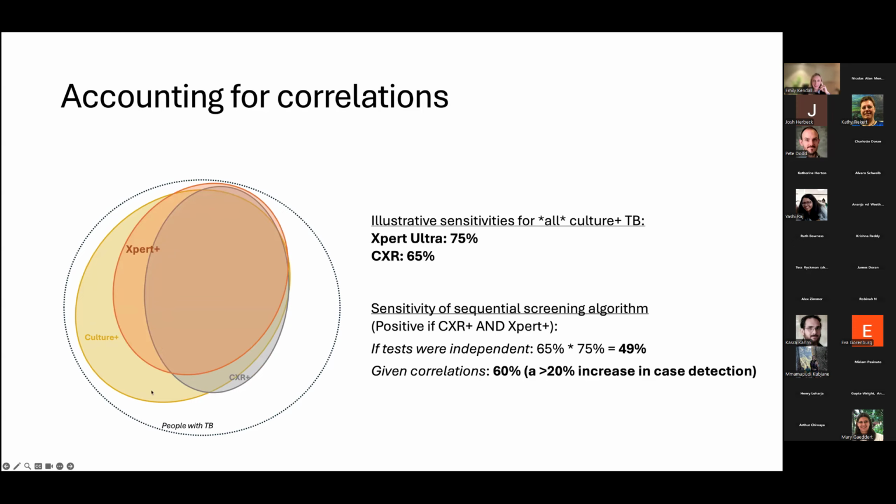And in this example, the sensitivity of the sequential screening algorithm, where you're positive if both tests are positive, if they were independent, you'd have a 49% combined sensitivity, but accounting for these correlations increases case detection estimates by about 20% to a combined sensitivity of 60%, meaning that 60% of the culture positive TB here is inside both the orange and the gray ovals.